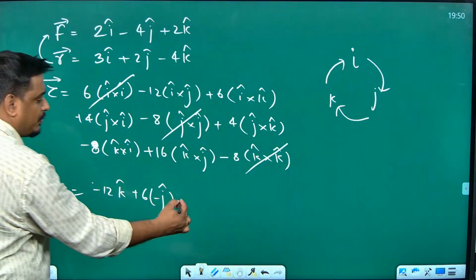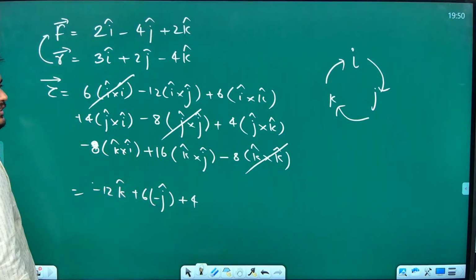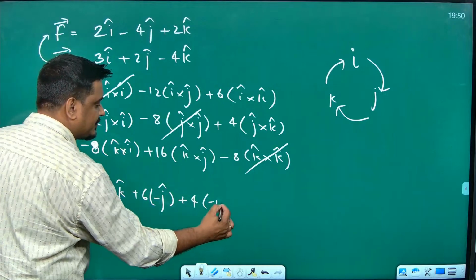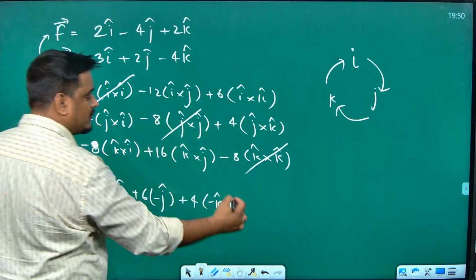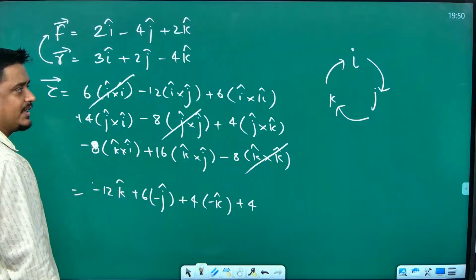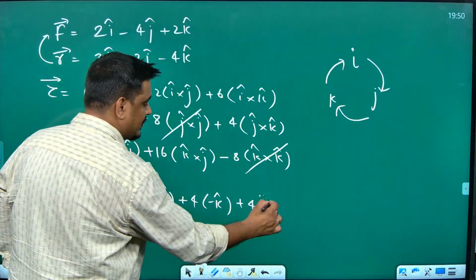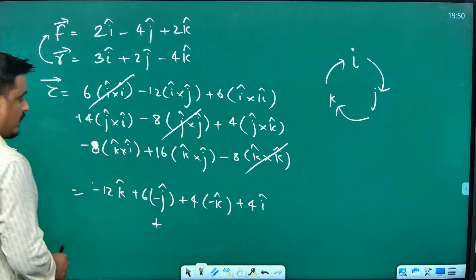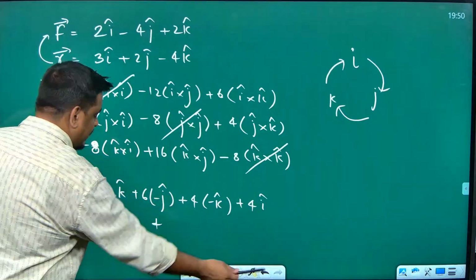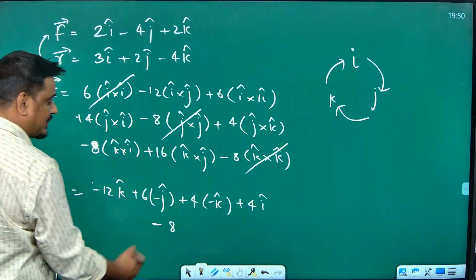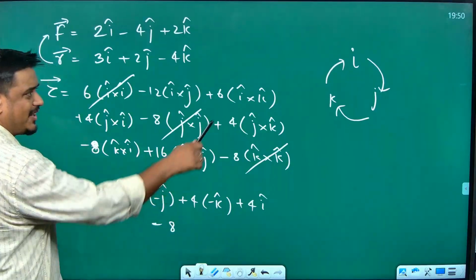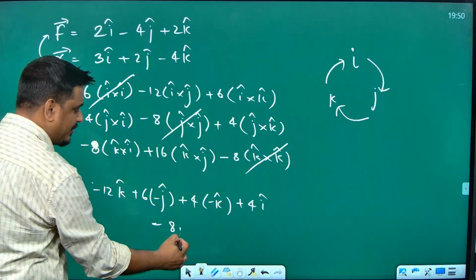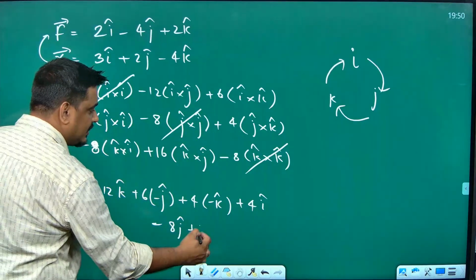Again, this term, plus 4. What is j cross i? Minus k. This term, plus 4. What is j cross k? I cap, plus, sorry, minus is there. So what is k cross i? K cross i, j cap, and 16, what is k cross j?